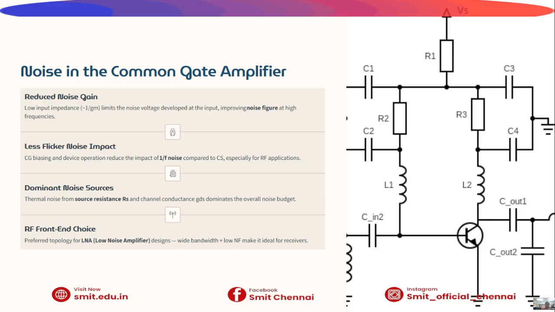Next, we see the noise in the common gate amplifier. The common gate amplifier generally exhibits better noise performance at high frequencies. Its low input impedance limits the noise voltage developed at the input terminal. The effect of flicker noise is also reduced compared to the common source configuration. Thermal noise from the source resistance and transistor channel remains the primary noise contributor. Due to its low noise figure and wide bandwidth, the common gate amplifier is commonly used as a low noise amplifier, or LNA, in RF receiver front ends.